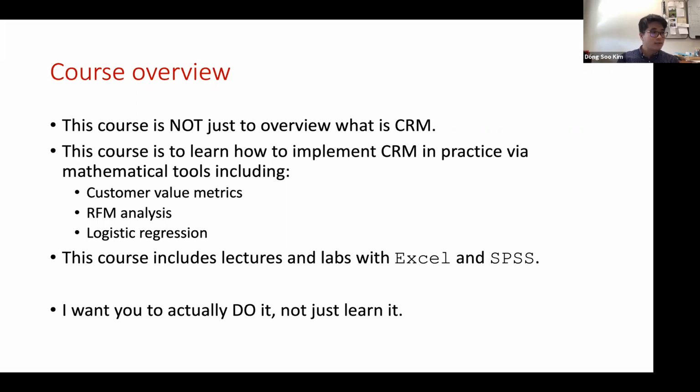This course includes lectures and lab sessions. In the lectures, you will learn what those mathematical tools are, and when and why you use those tools. In the lab sessions, which follow the lectures, I'm going to share real data sets with you, and you will learn how to actually conduct analysis with the tools you learned in the lectures. For analysis, we are going to use Excel and SPSS software. I want you to actually do it, not just learn it in this course.